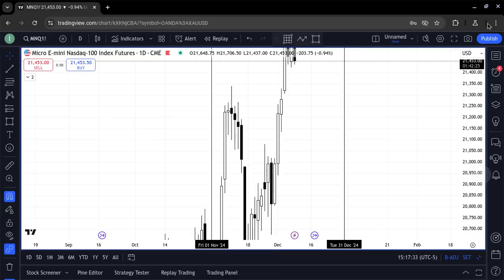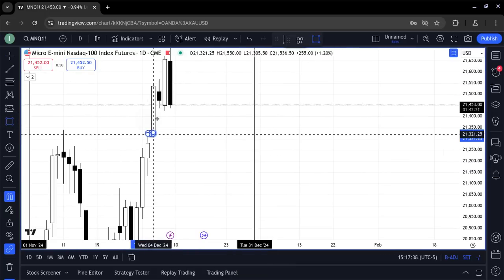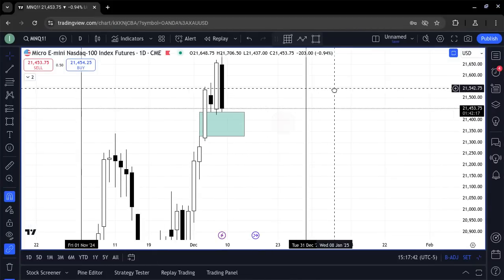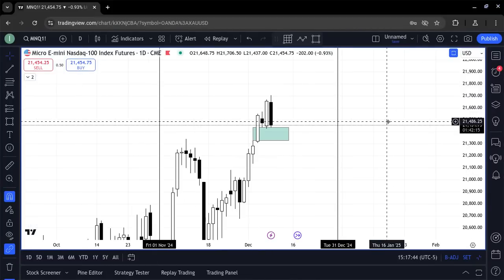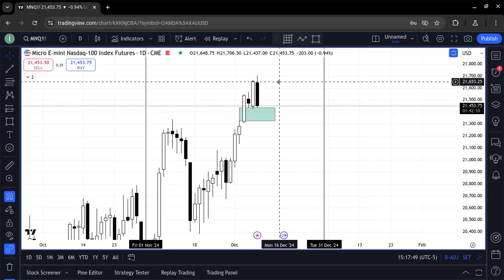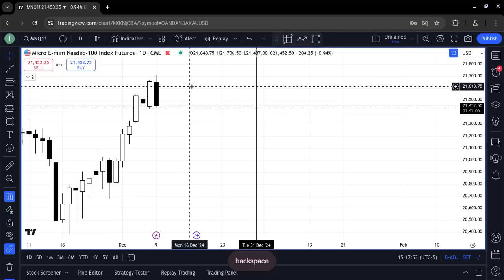For example, here we'll have this FVG. All these things are rendered redundant when it comes to time and sequential SMT. So yeah, that was it for the video.